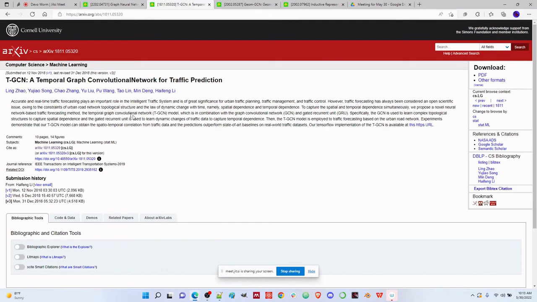So a TGCN is a temporal graph convolutional network model. This combines graph convolutional networks and gated recurrent units. So this has a specific type of topology, and we'll see if this is something that might be of use. This gives you spatiotemporal correlations. So this is something we're looking for in our developmental data.